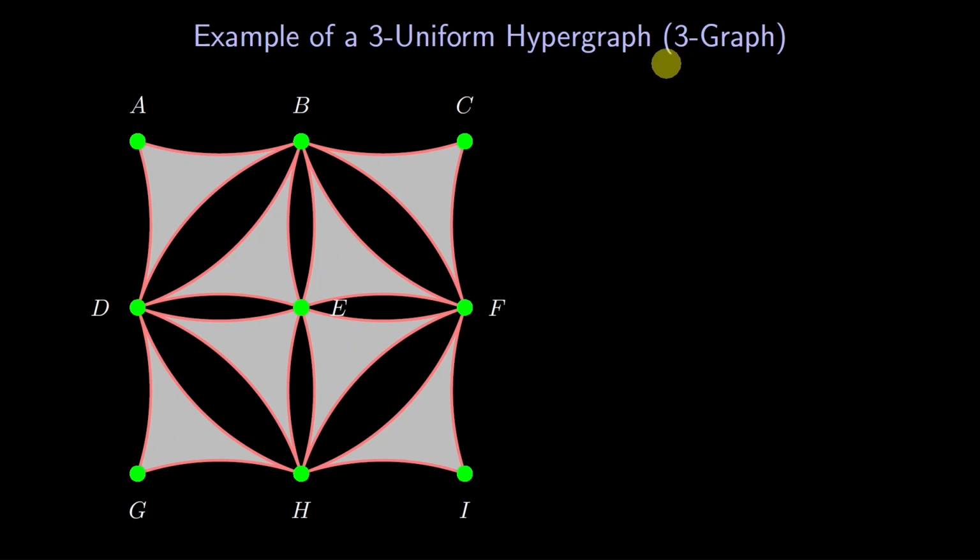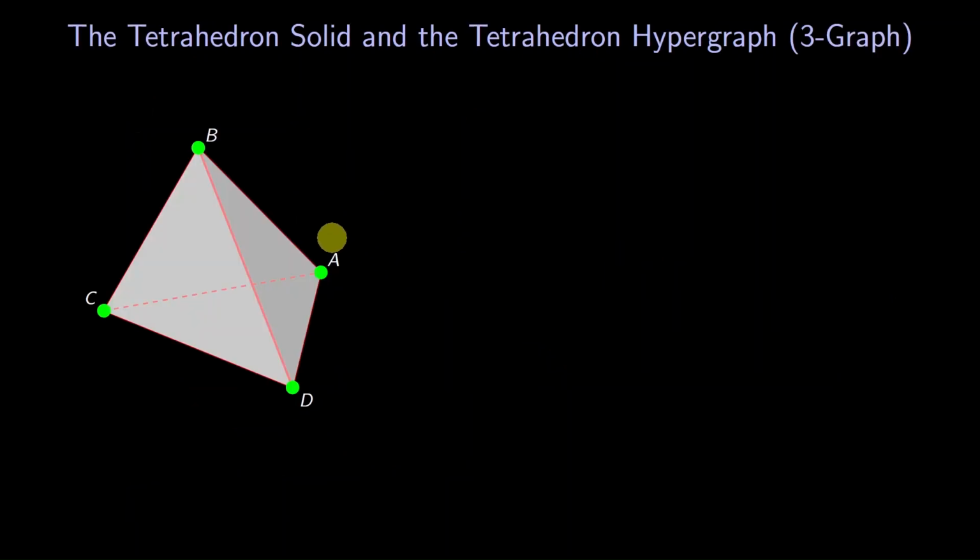3-graphs are the only kind of hypergraph that we'll discuss in this video. In the example shown, there are 9 points and 8 edges. In our discussion of graph theory, we talked about triangle-free graphs. What's the analog of a triangle in 1 dimension higher? I'd say a tetrahedron. Here's a tetrahedron.